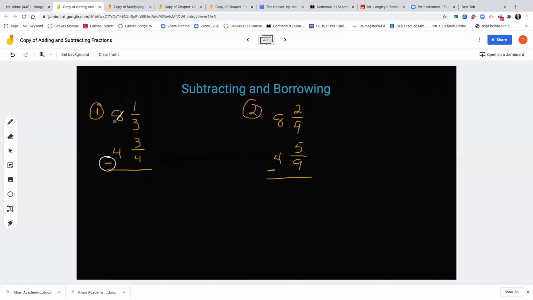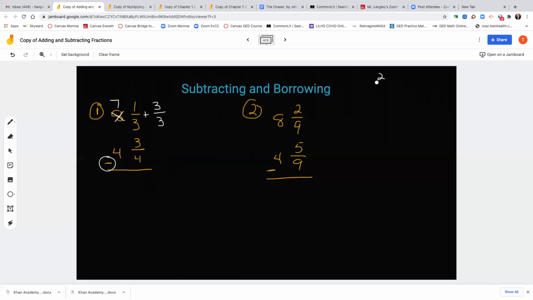I'm going to cross out the 8 just like I would when I'm normally borrowing. I'm going to make it a 7. All right. I'm going to bring 1 over. But watch what I'm going to do here. The version of 1 that I'm going to bring over is going to be 3/3. Now, some of you know why. Some of you are asking, why did he pick 3/3? I'm going to show you over here.